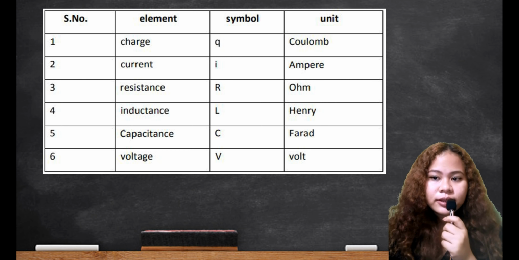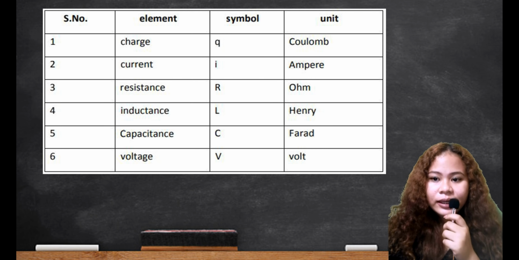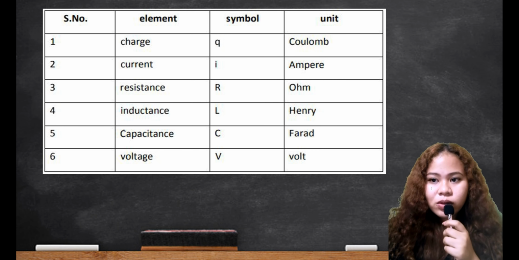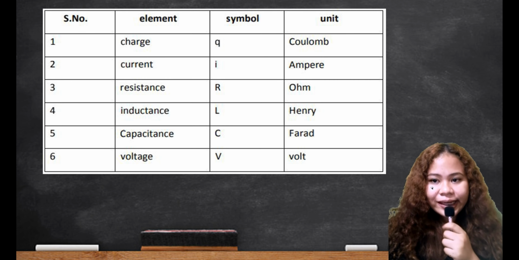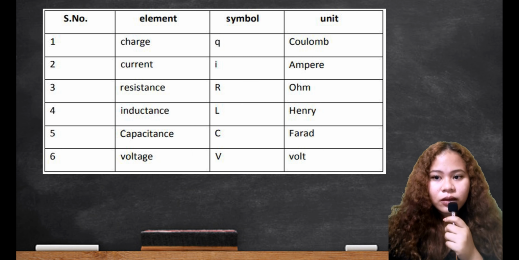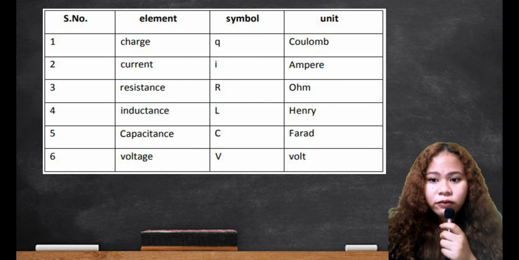Next, the element resistance has a symbol of R and a unit of ohm. Next is the inductance, which has a symbol of L and a unit of henry. Next is the capacitance, which has a symbol of C and a unit of farad. And lastly, we have the element of voltage, which has a symbol of V and a unit of volt.